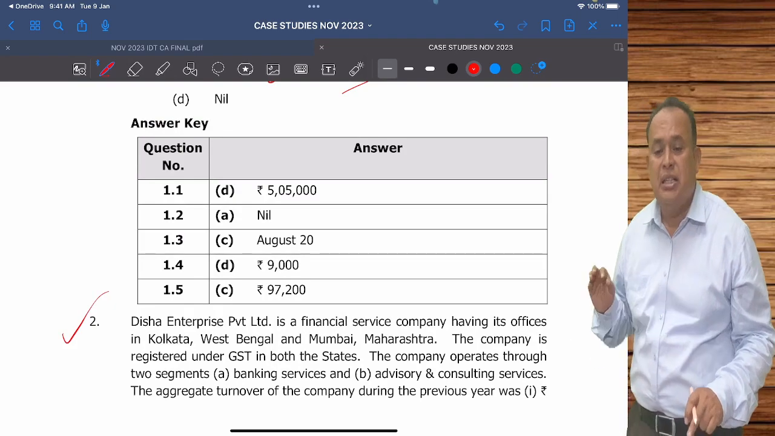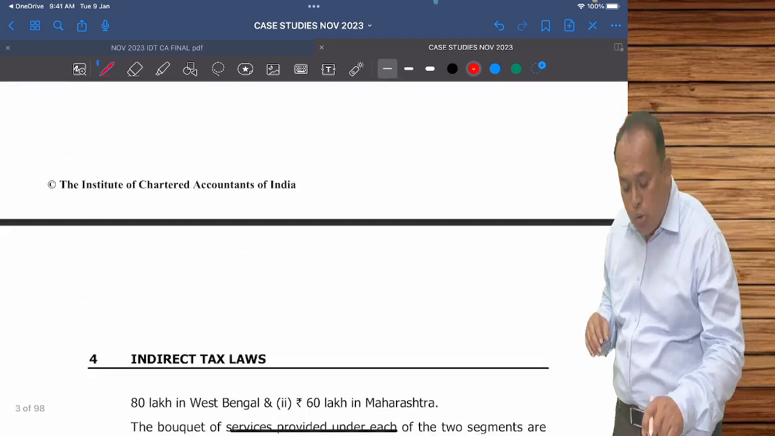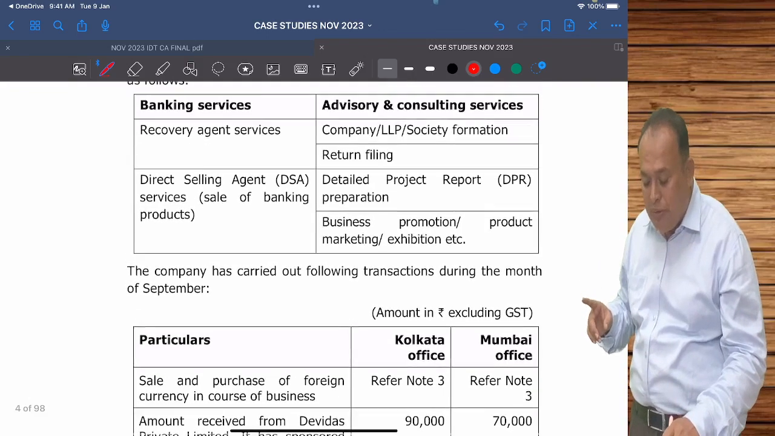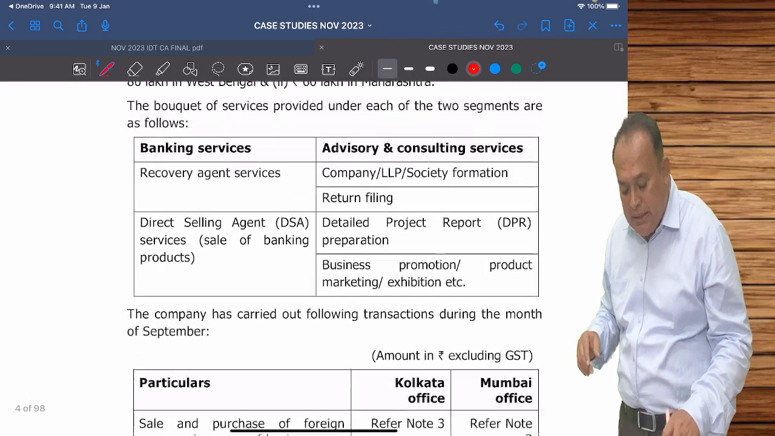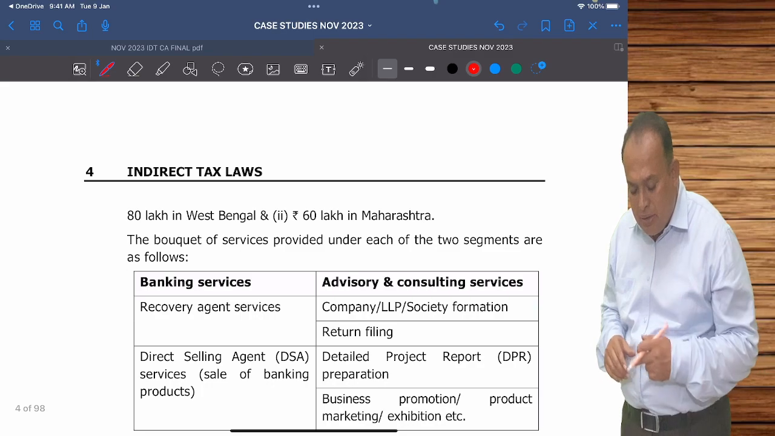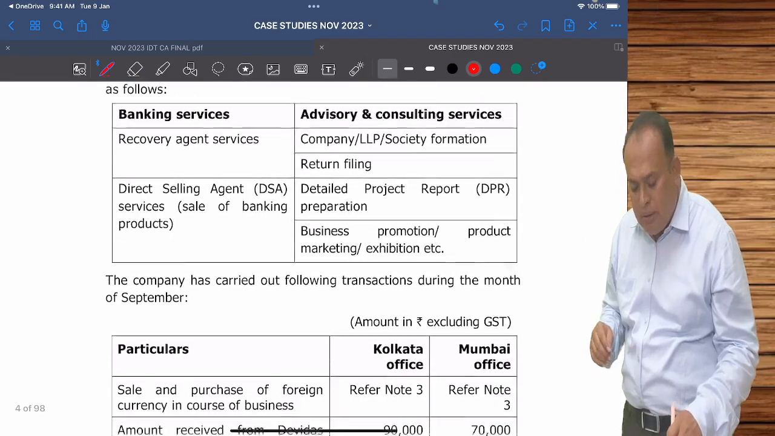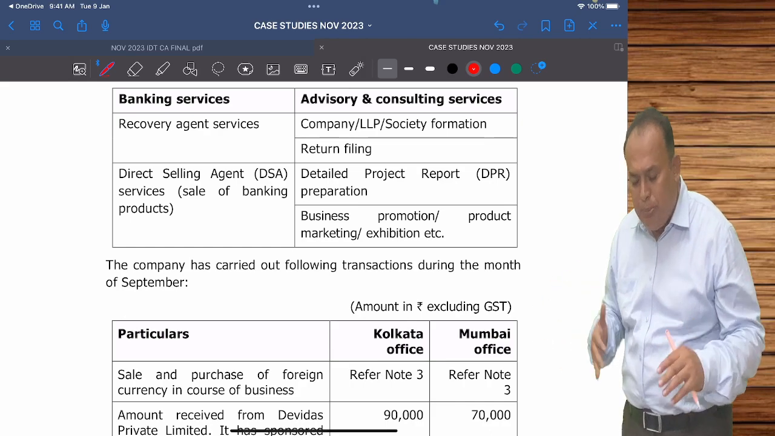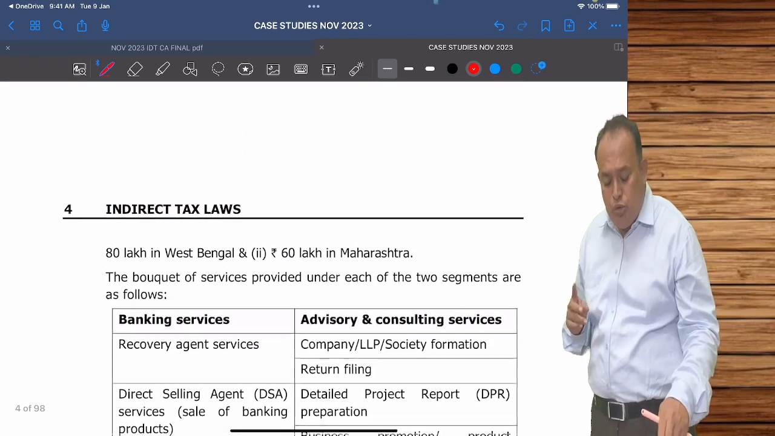First of all, Disha Enterprise is a supplier of services. They have two units, one in Kolkata, the other one in Mumbai. Kolkata office is providing banking services, and they are providing advisory and consulting services. Both the places they're providing. Here, two locations they have.